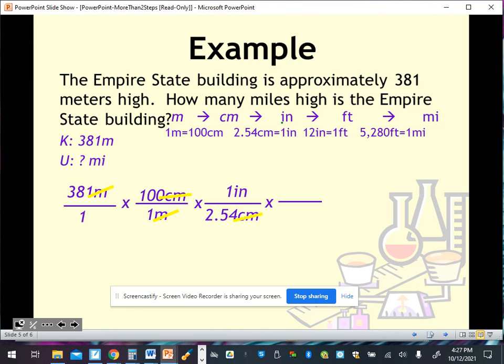Then I have the inches I need to get out of. So inches to feet, right? Inch on the top means inch on the bottom. In that case, 12 inches and 1 foot. Inches cancel. And then finally, feet to miles. So feet goes on the bottom, 5,280, and mile on the top.